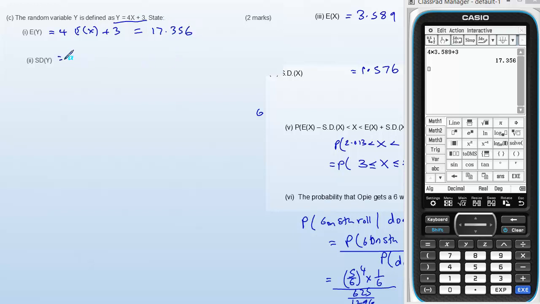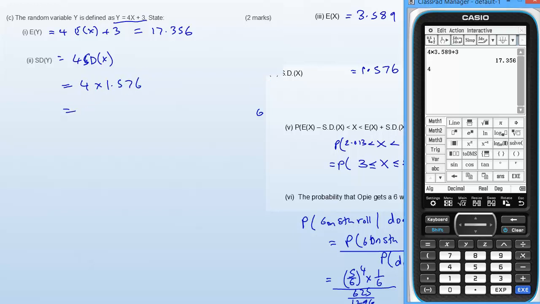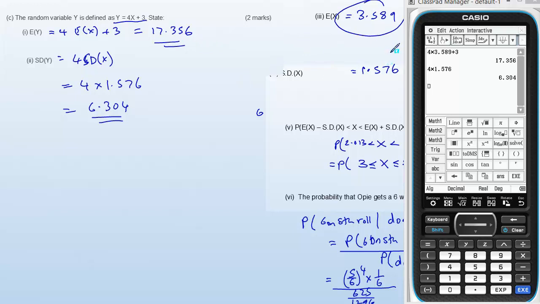And the standard deviation of Y is just going to be 4 times the standard deviation of X. So 4 times 1.576, 6.304. And it doesn't actually matter if you've got these values here incorrect. As long as you actually work this out with your value, you will get the marks. But you can't just write down this and expect to get marks.